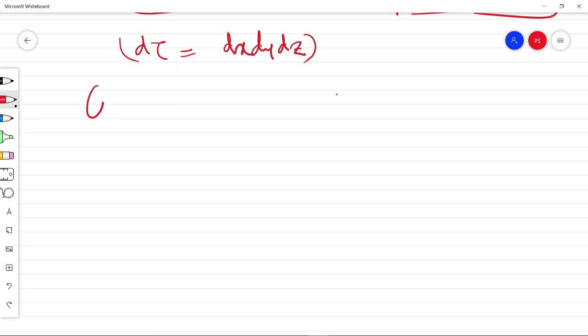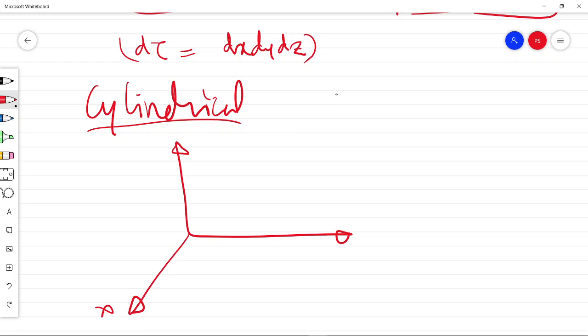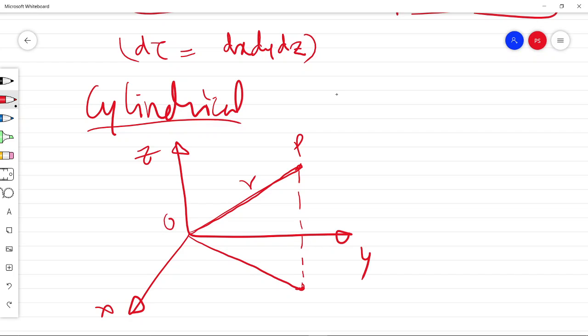Now for the cylindrical system, again we will draw the xyz axis as we drew earlier, and then point P. This was R. Now what we do is we draw a normal from P on this xy plane, and similar to this R, we draw another line joining O and this point P dash, which is the projection of P on the xy plane. Now this OP dash is called S. So this forms one of the coordinates.